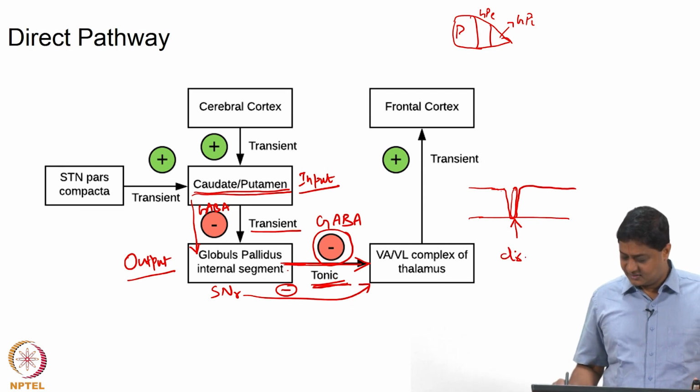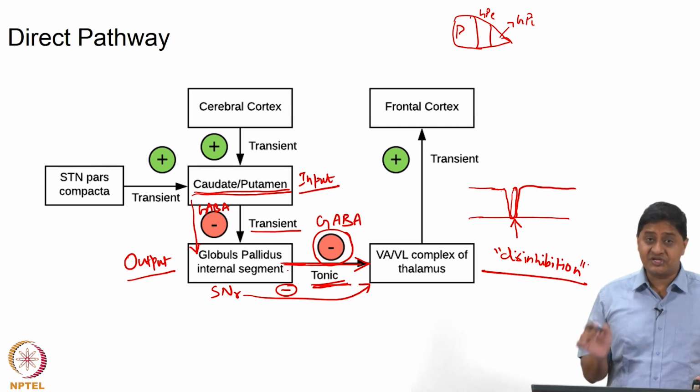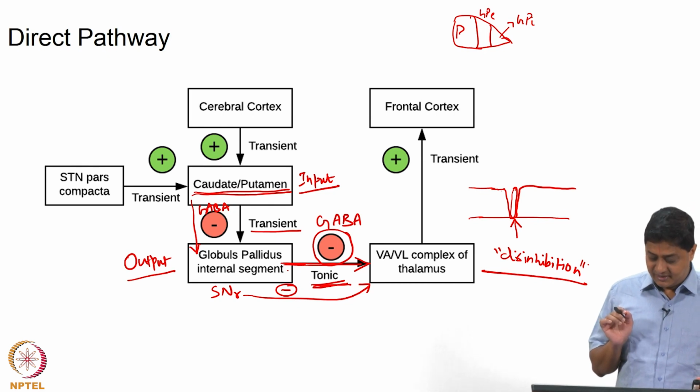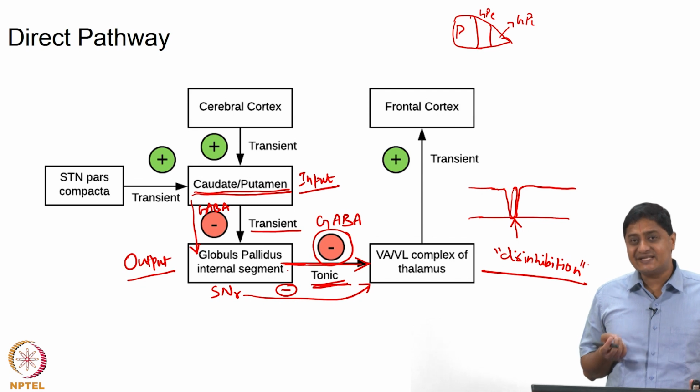Essentially this is the most important function of the basal ganglia, that is disinhibition. Inhibition is provided by the globus pallidus internal segment, and that inhibition by itself is inhibited by the direct input coming from caudate and putamen, or from the striatum. Now, that essentially disinhibits transiently. Why?